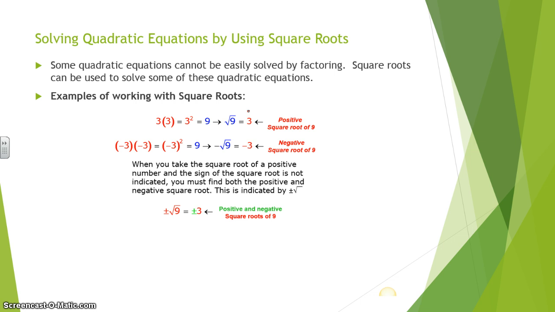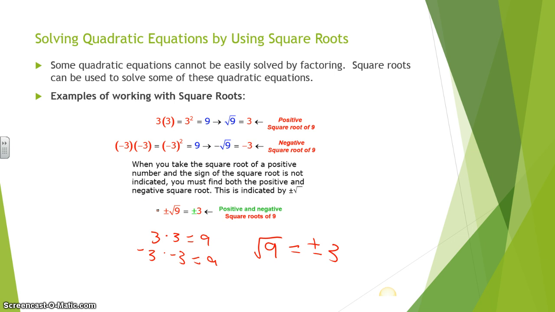The second example here, we have negative 3 times negative 3, or negative 3 squared. Remember, negative times negative is going to give me a positive 9. And if we take the square root of 9, we could put a negative in front of it, that would be negative 3, so negative square root of 9. So your answer could be plus minus 3, because 3 times 3 equals 9, and negative 3 times negative 3 equals 9. So when you have the square root of 9, your answer is plus minus 3.